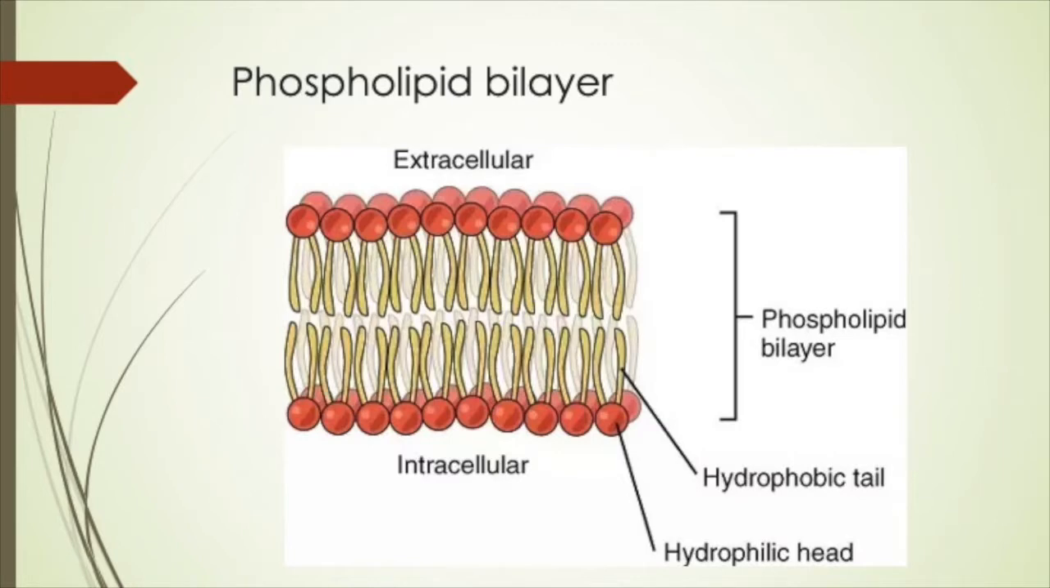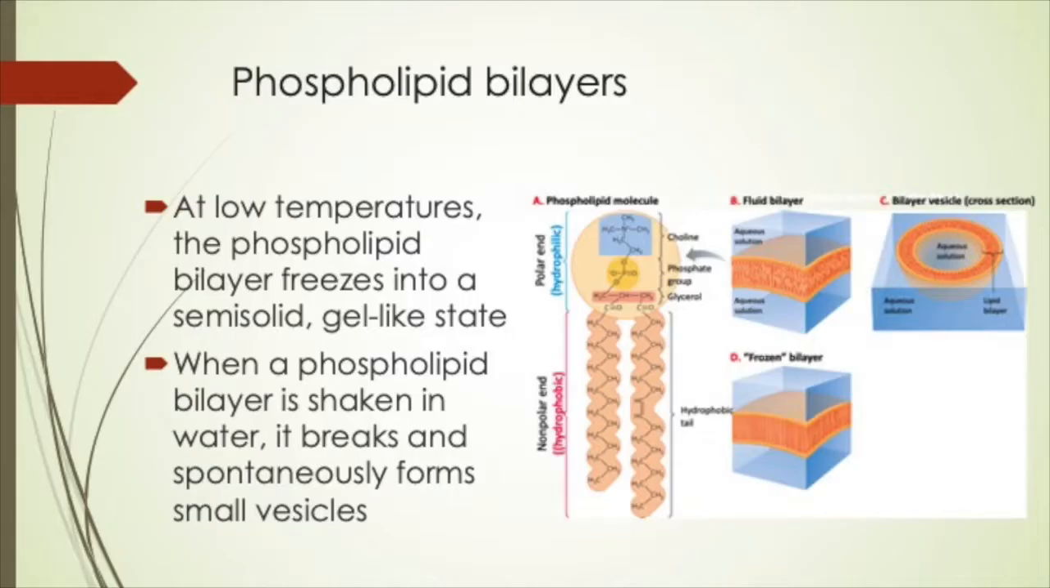So the phospholipid bilayer, we know that the phospholipid has a hydrophilic head, right? And the hydrophobic tails. This phospholipid bilayer will change depending on its temperature as well. So we know the polar end and the non-polar end and how it's constructed. But at low temperatures, the phospholipid bilayer freezes into a semi-solid gel-like state.